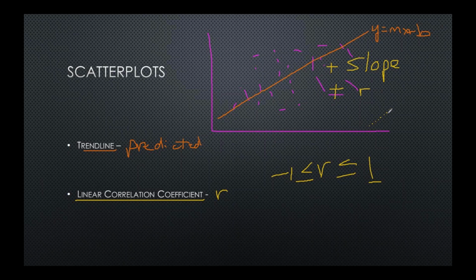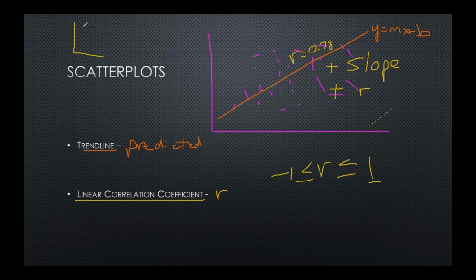With my pink dots all over the place, the R value that goes with my orange line would probably be closer to, I don't know, maybe 0.78. I'm just making this up, but it won't be too far away from 1 because it is showing a positive linear motion, but it's not exactly linear.